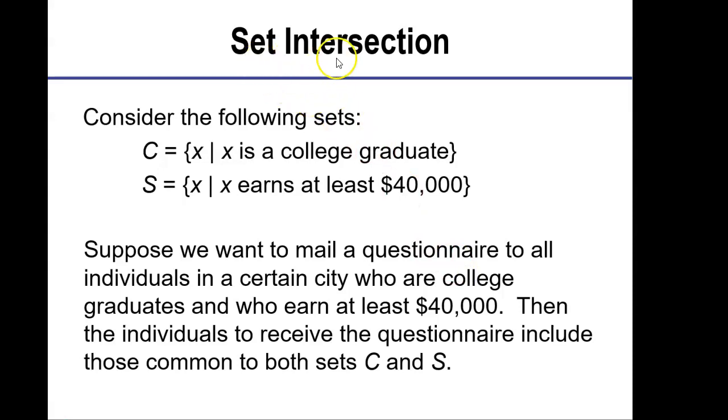Now, set intersection. We want to consider the following sets. Set C is equal to the set of all x such that x is a college graduate. And set S is all of the values of x such that x earns at least $40,000. Suppose we want to mail a questionnaire to all individuals in a certain city who are college graduates and who earn at least $40,000. Then the individuals to receive the questionnaire include those common to both sets C and S.